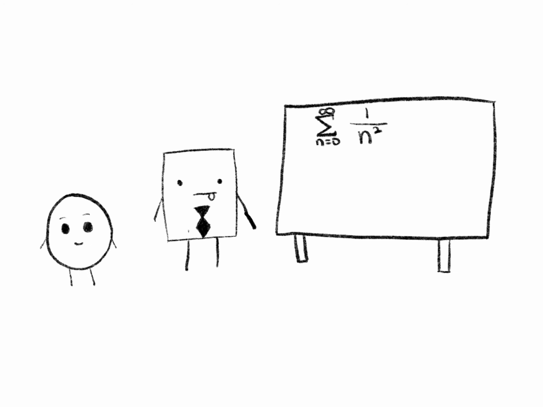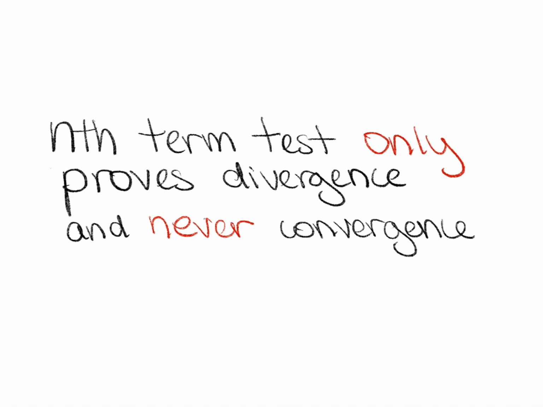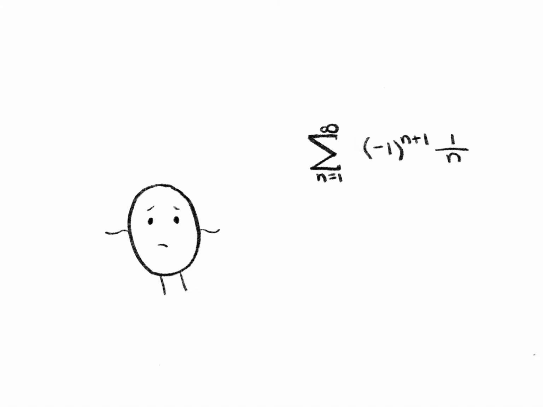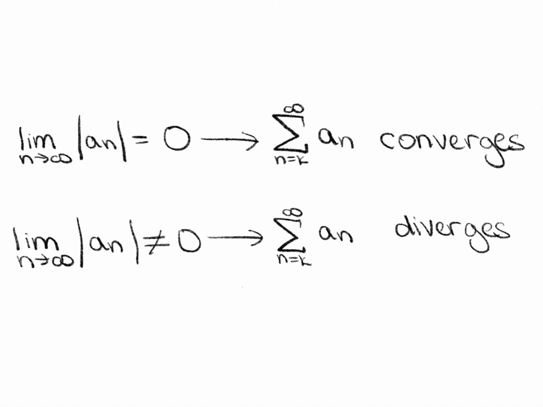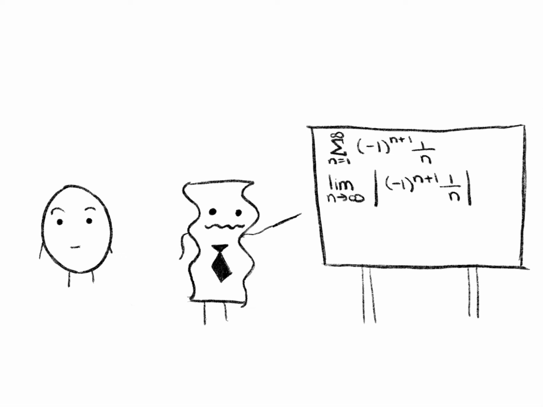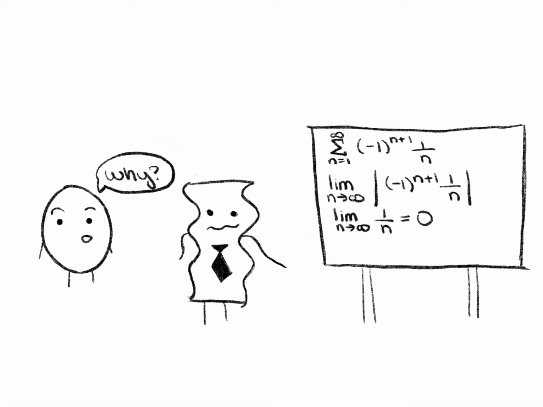Here we see another customer needs help, but sadly the nth term test cannot help since the nth term test only proves divergence. Let's take a look at another series. Because he's an alternating series, we'll refer him to the alternating series test. If the limit of the absolute value of the series is zero, it converges. If it's not zero, it diverges. The limit is zero, so this series converges.